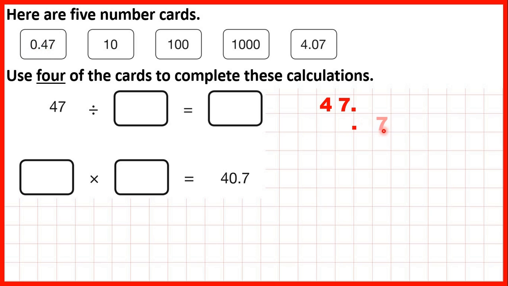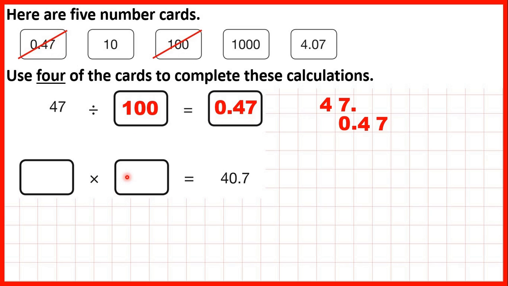If we move the digits 2 squares to the right, we get 0.47, because remember, if we have an empty square before the decimal point, we can write a 0. So we moved the digits 2 squares, which meant we divided by 100 to get 0.47. So we can cross those off.